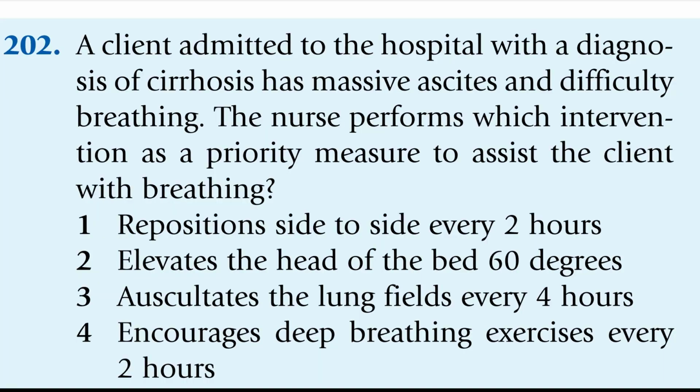202. A client admitted to the hospital with a diagnosis of cirrhosis has massive ascites and difficulty breathing. The nurse performs which intervention as a priority measure to assist the client with breathing? 1. Repositions side to side every 2 hours. 2. Elevates the head of the bed 60 degrees. 3. Auscultates the lung fields every 4 hours. 4. Encourages deep breathing exercises every 2 hours.